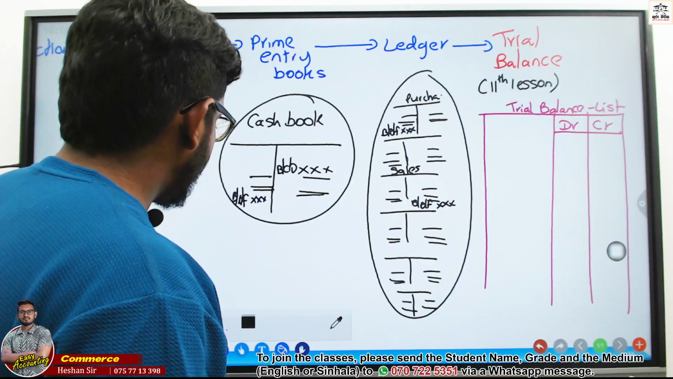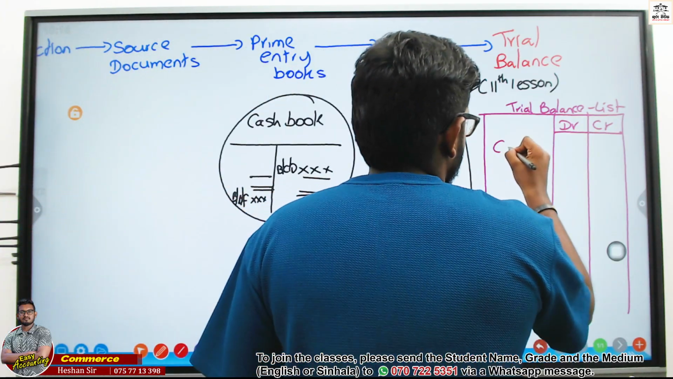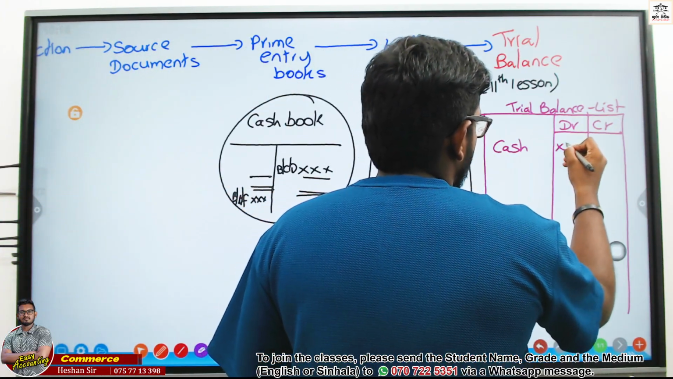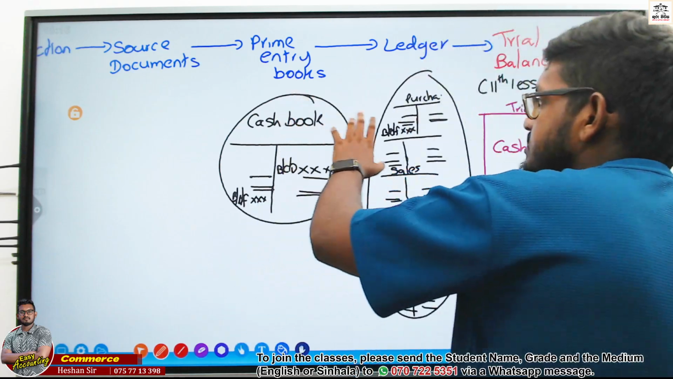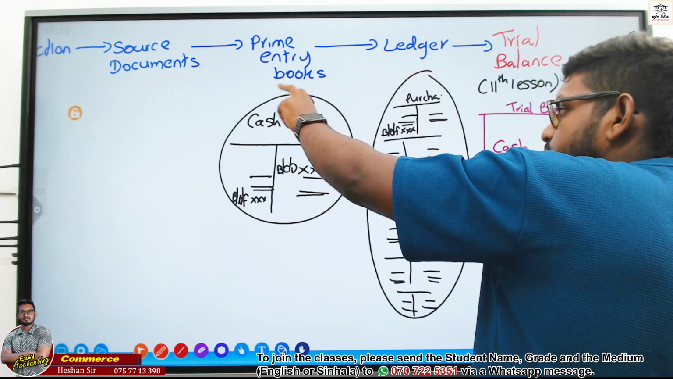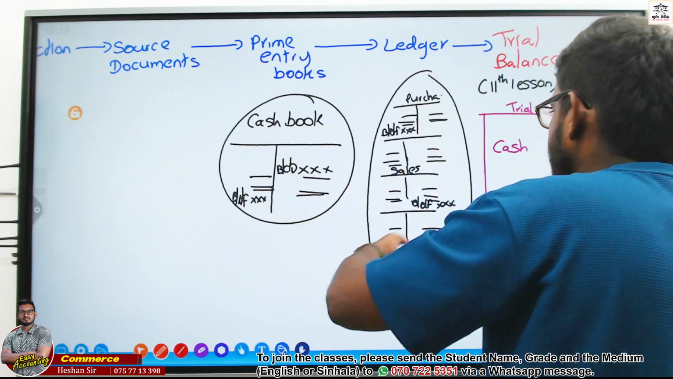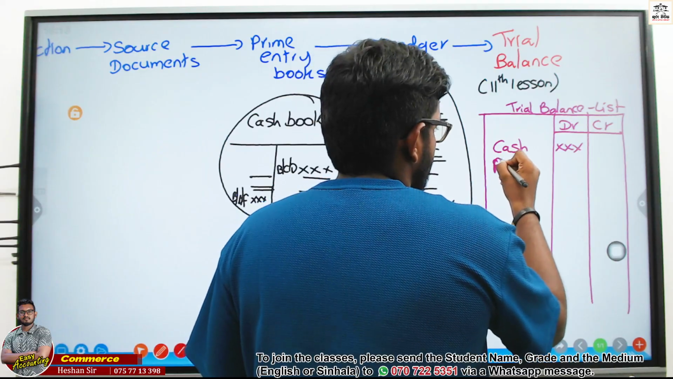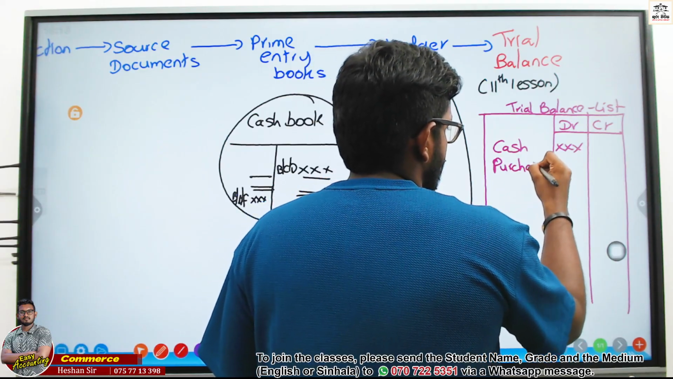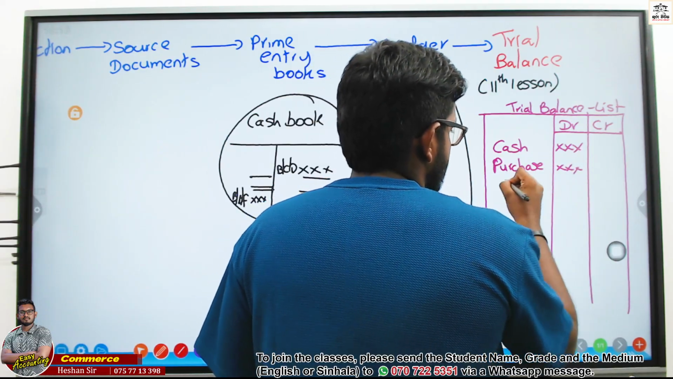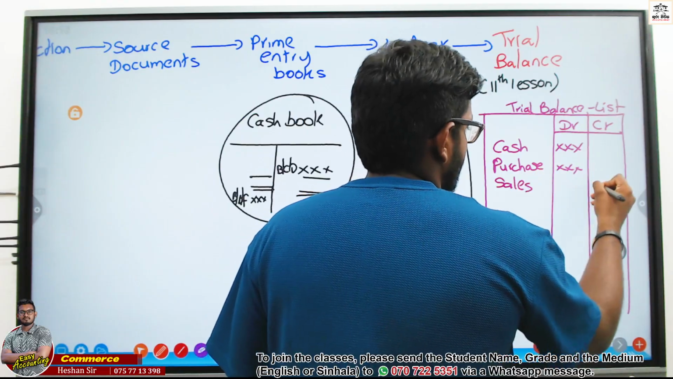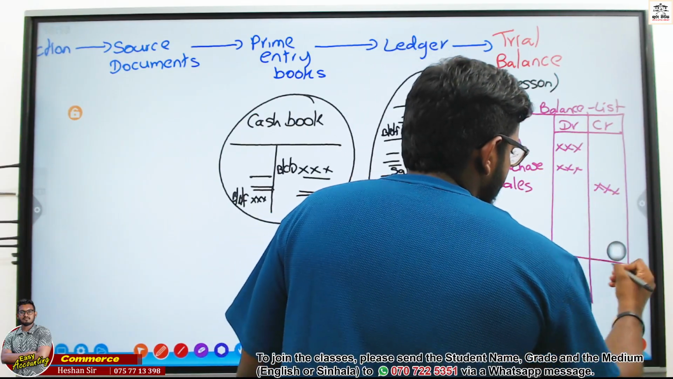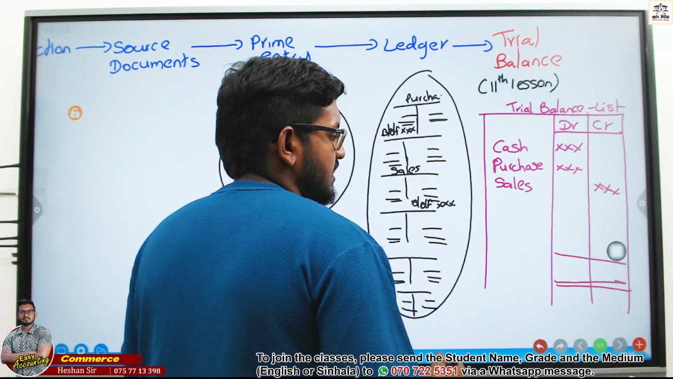Likewise, we take the BBF balance. The cash book balance also comes. Though it's a separate book, not in the ledger, it performs the ledger account function. We take the cash book balance as well. Purchase account balance is a debit balance. Sales account balance is a credit balance. Likewise, all the ledger account BBF balances we take.